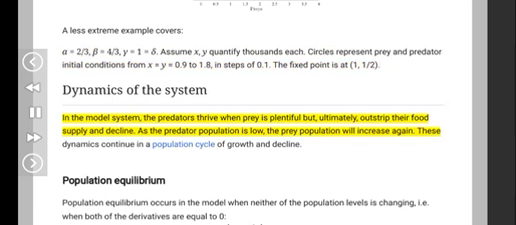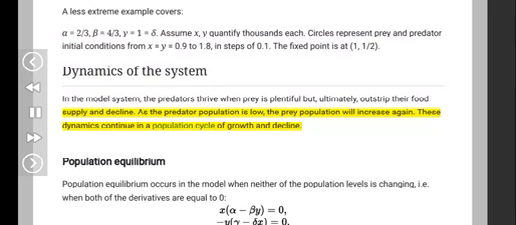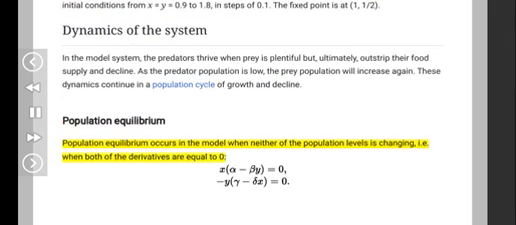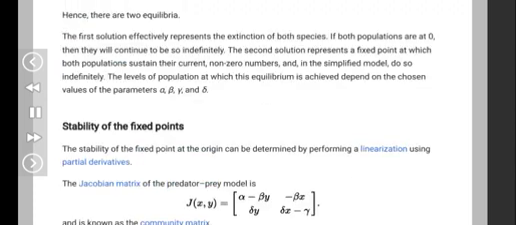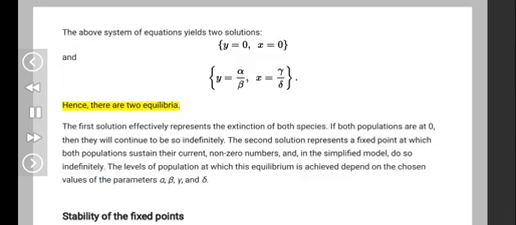Dynamics of the system. In the model system, the predators thrive when prey is plentiful but, ultimately, outstrip their food supply and decline. As the predator population is low, the prey population will increase again. These dynamics continue in a population cycle of growth and decline. Population equilibrium. Population equilibrium occurs in the model when neither of the population levels is changing, i.e. when both of the derivatives are equal to 0. The above system of equations yields two solutions, and hence there are two equilibria.